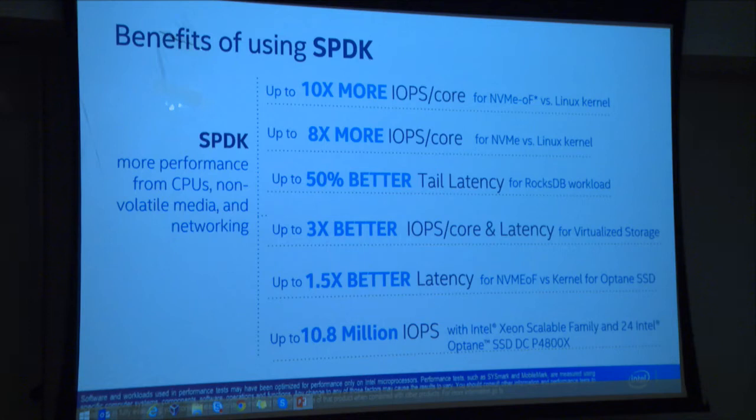I do have some graphs later to show you this performance. Basically, you get over 10x more IOPS per core with NVMe over Fabrics. You can use SPDK to access local drives or drives over the fabric, and you get a lot more benefit in either case. Just using local drives, and these are all comparisons to the Linux kernel, so this is user space versus the Linux kernel, you get 8x more IOPS per core. Again, these are not 10%, 20%. It is a significant performance gain.